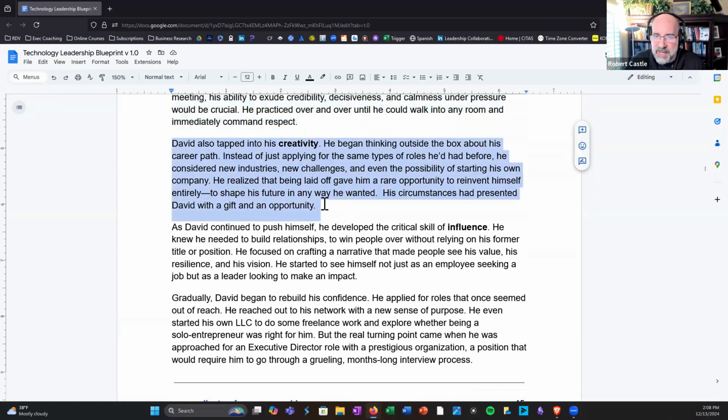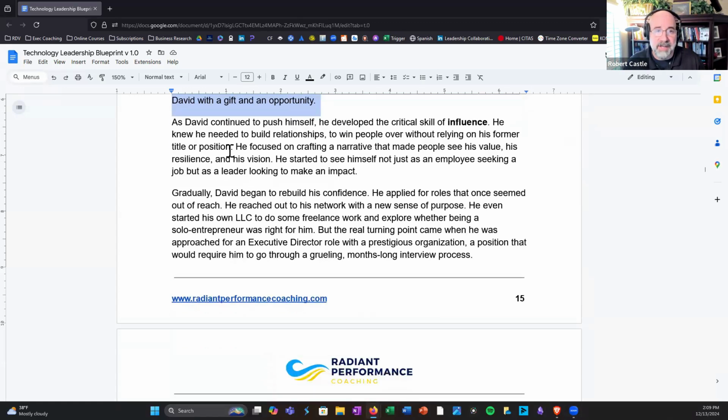David also tapped into his creativity. He began thinking outside the box about his career path instead of just applying for the same types of roles he'd had before. He considered new industries and new challenges and even the possibility of starting his own company. And he realized that being laid off gave him a rare opportunity to reinvent himself entirely, to shape his future in any way that he wanted. His circumstances had presented David with a gift and an opportunity, and he began to really see that.